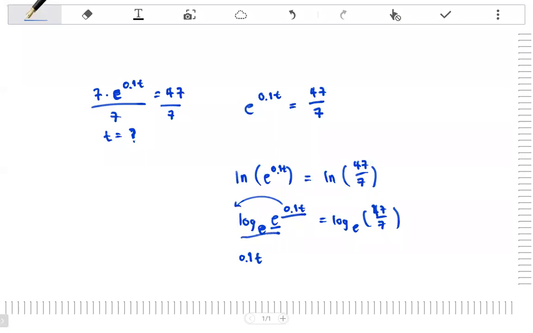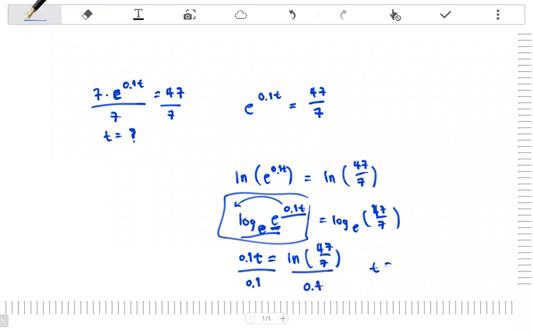And remember, we said if the base and this number are the same, it's the same as 1. So 0.1t times 1. We can simplify this whole thing to just 0.1t, since we don't need to write the times 1. And on the other side, we're left with ln of 47 over 7. And we can divide by 0.1 on both sides. So t equals this really complicated thing. But we can put it in our calculator and solve what it is.